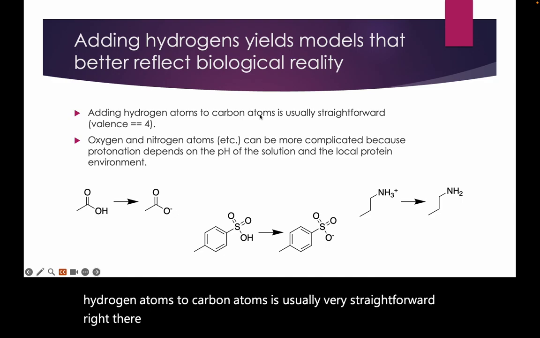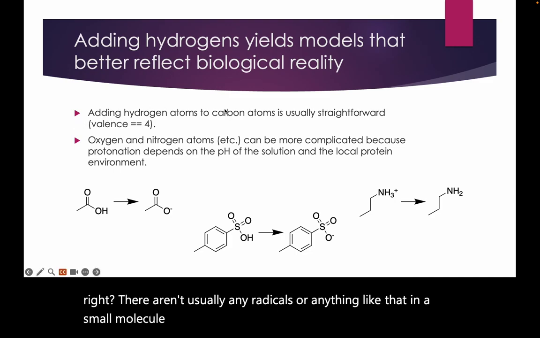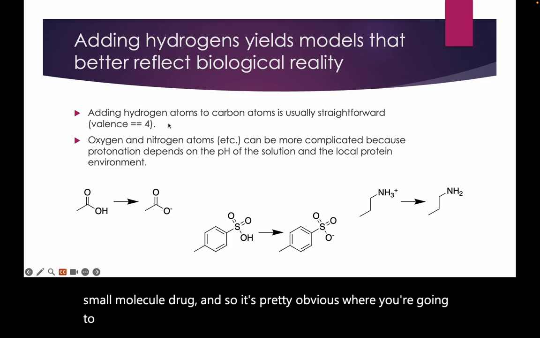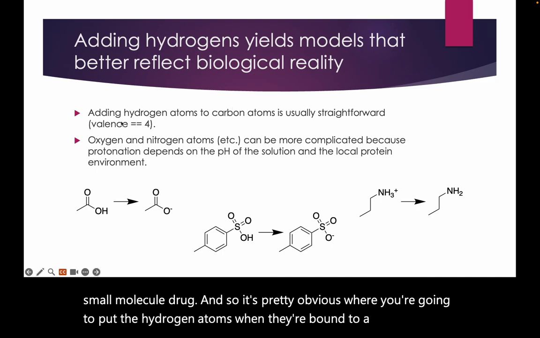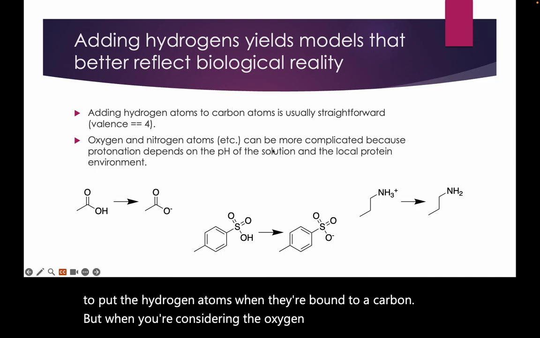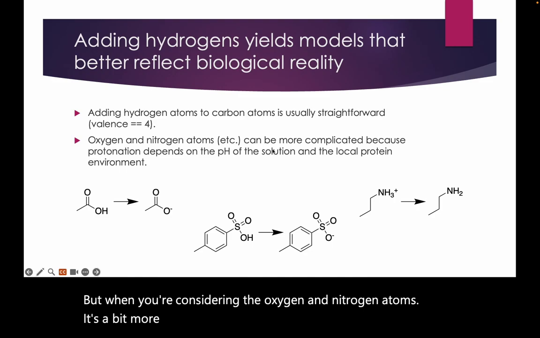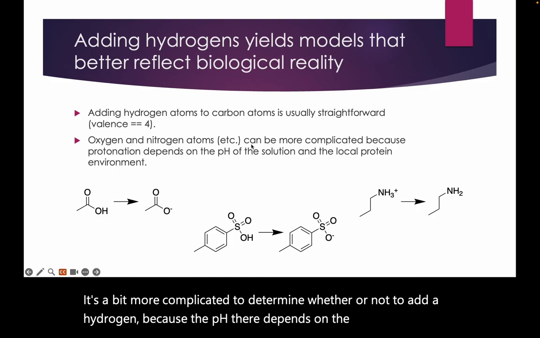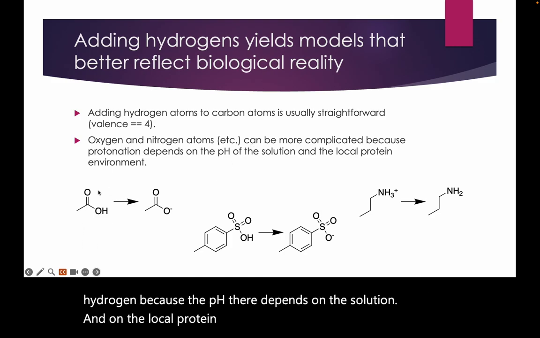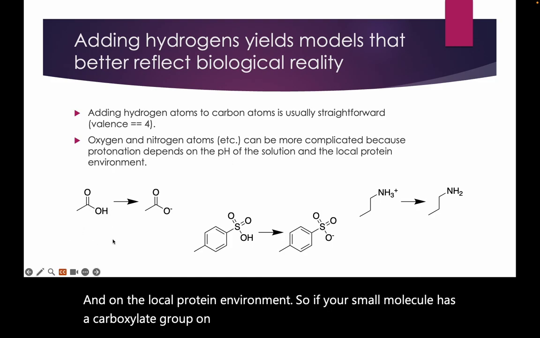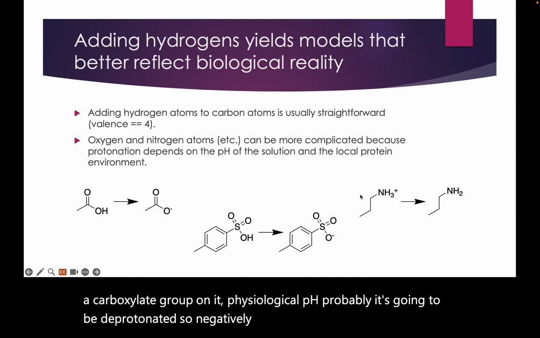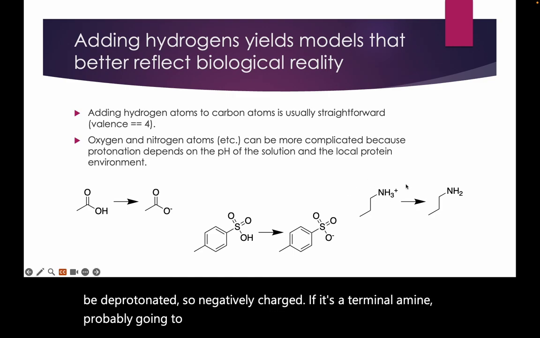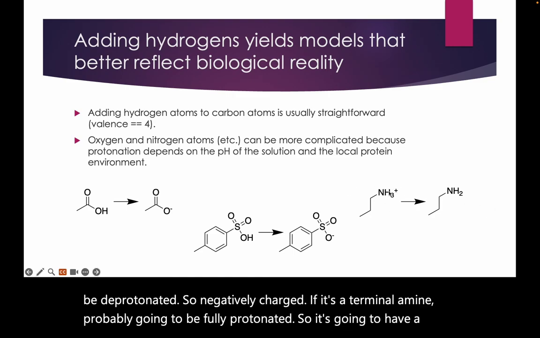There aren't usually any radicals or anything like that in a small molecule drug. And so it's pretty obvious where you're going to put the hydrogen atoms when they're bound to a carbon. But when you're considering the oxygen and nitrogen atoms, it's a bit more complicated to determine whether or not to add a hydrogen because the pH there depends on the solution and on the local protein environment. So if your small molecule has a carboxylate group on it, well, at physiological pH, probably it's going to be deprotonated, so negatively charged. If it's a terminal amine, probably going to be fully protonated, so it's going to have a positive charge at physiological pH.